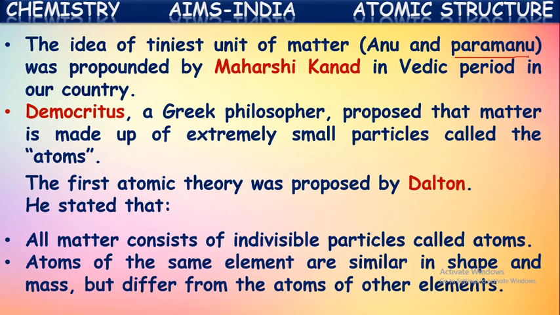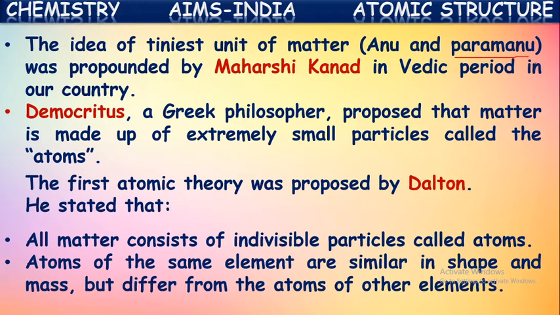At the same time, he told that atoms of different elements are different in all respects. If we collect the atoms of two different elements and observe their properties, they will have entirely different properties. No common properties will be there for the atoms of different elements. For example, if you take one carbon atom and one oxygen atom, they do not have any similar properties. So atoms of the same element are similar in all respects, but they differ from the atoms of other elements.